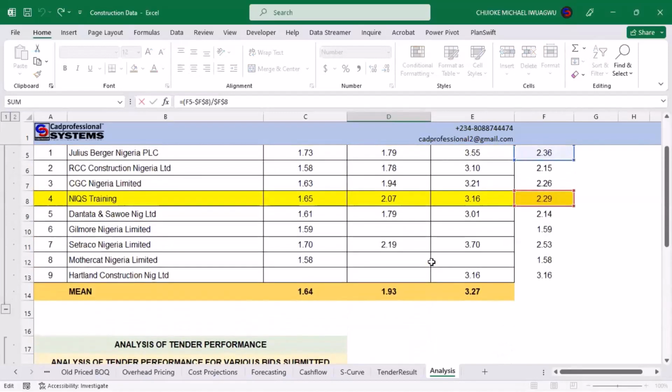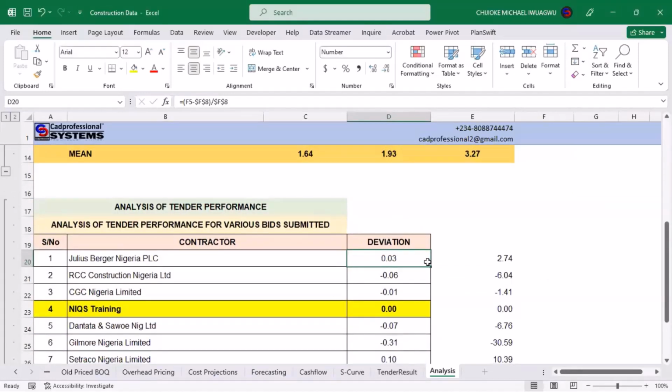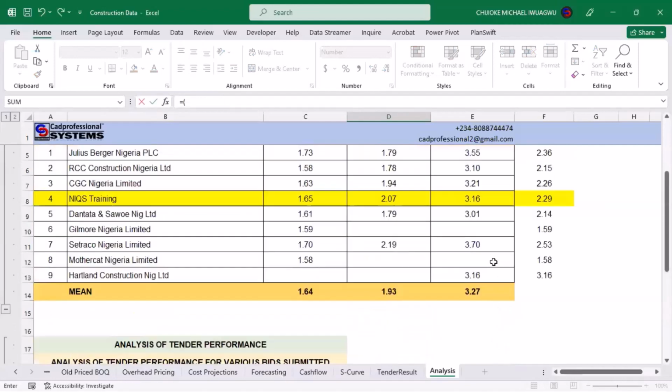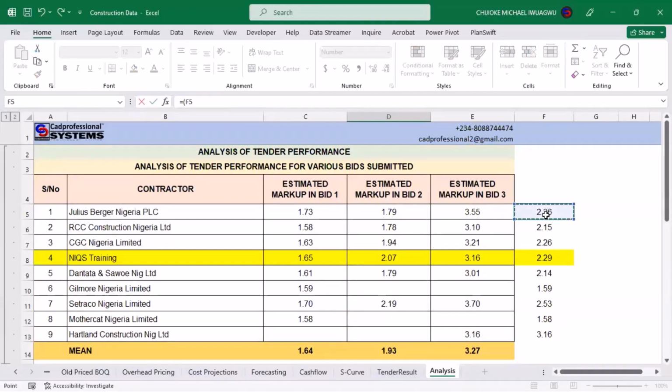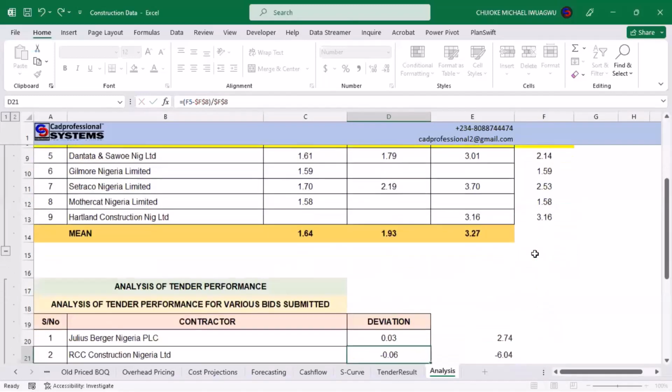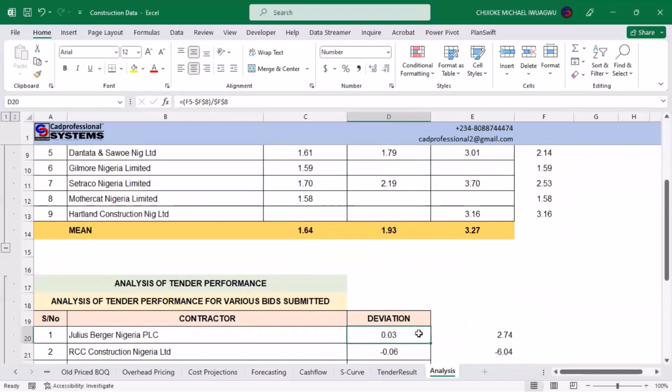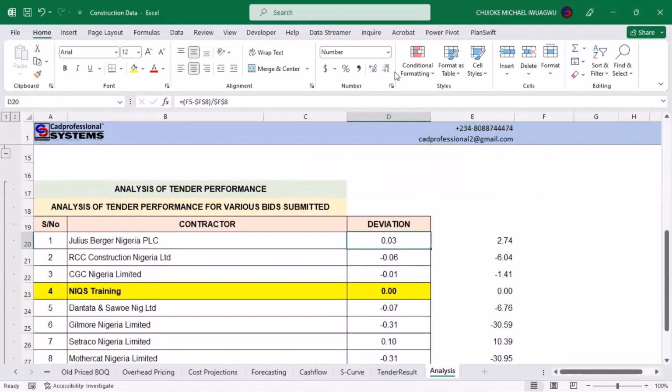What we do here is this. The same way we are talking about deviations, we'll talk about this person's bid minus our own. I think I need to fix our own so that it doesn't shift away from there. Close it and divided by our own. Enter. Now it tells me that the contractor Julius Berger is bidding about the equivalent of 2.7% higher than my bid. Okay, let me increase so that I will see the percentage completely. It's 2.74%. 2.74% higher than my bid.